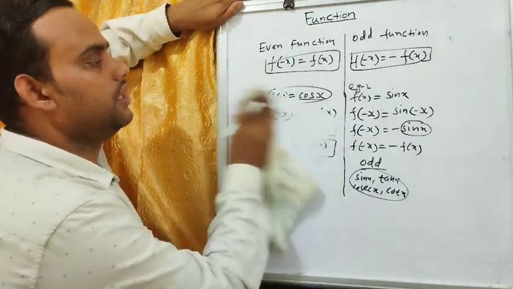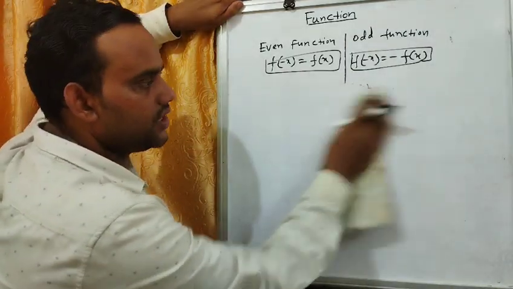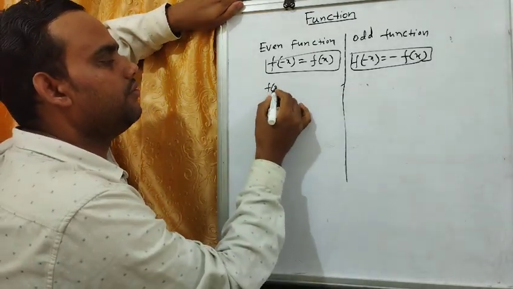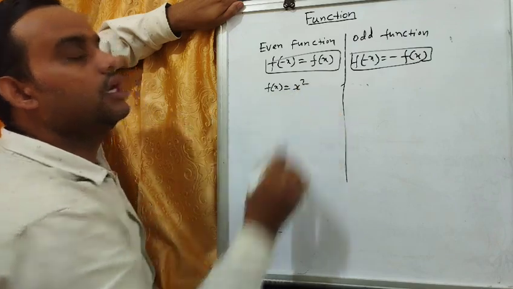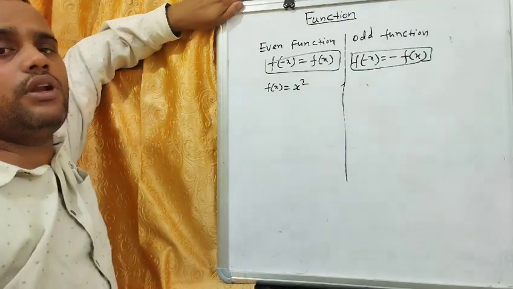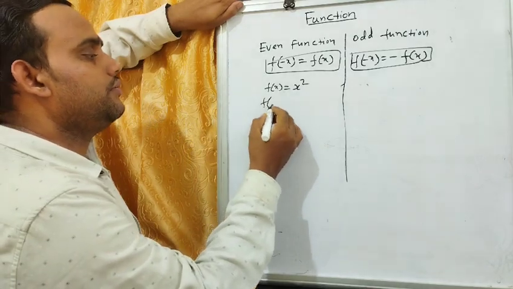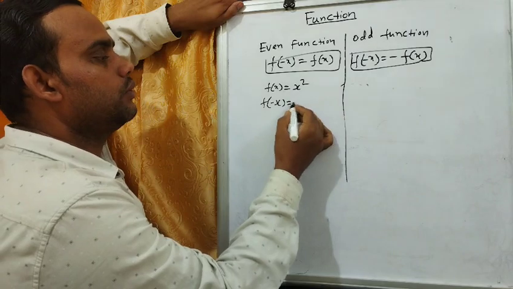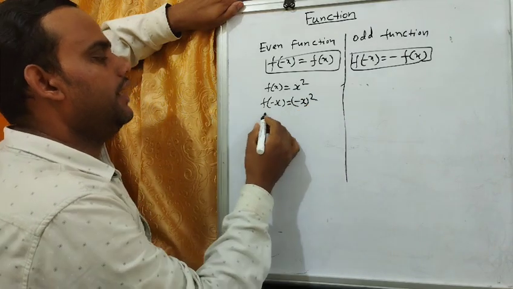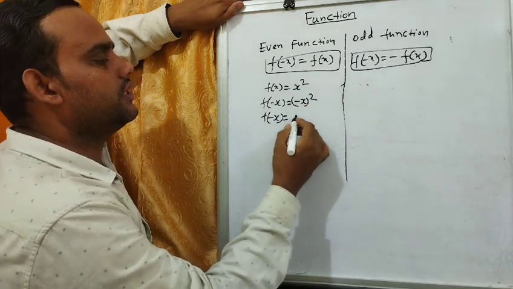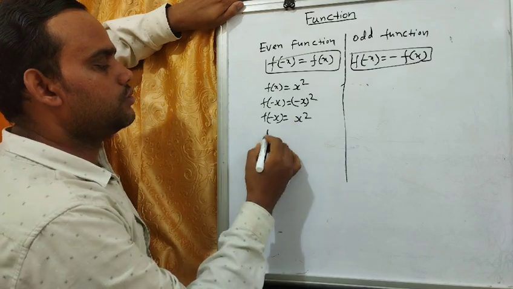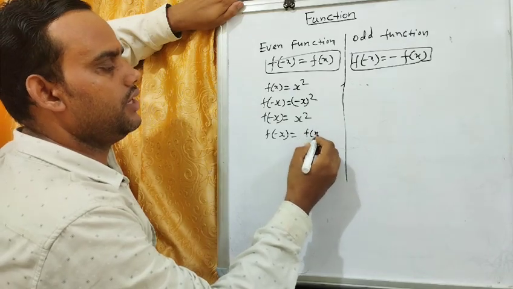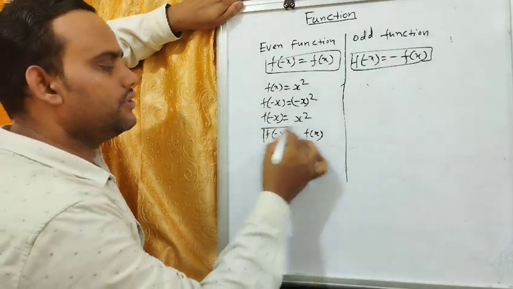Now we take some other examples to understand the basic concept of even and odd functions. For example, I consider f of x equals x square. Now we check whether this is an even or odd function. We replace x with minus x. So minus x square, and f of minus x is nothing but x square. So f of minus x equals x square, which means f of x. So this is an even function.